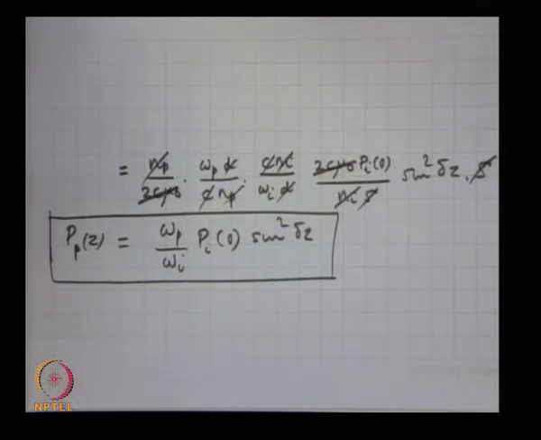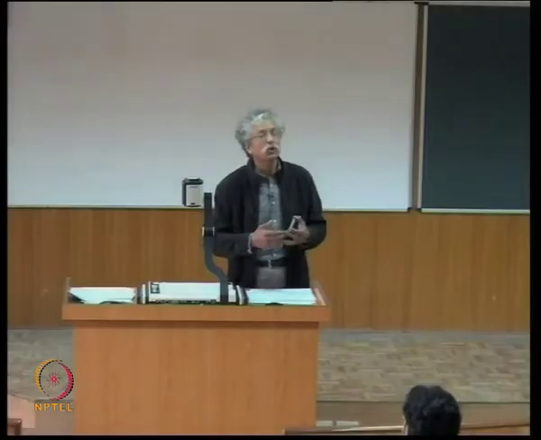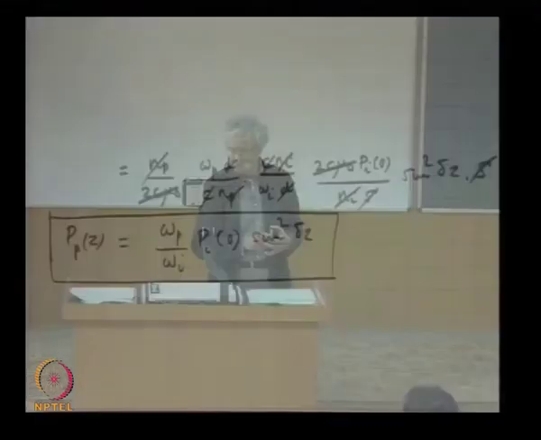Because PI of 0 is the input power at omega I frequency. PI of 0 by h cross omega I is the number of photons at omega I entering per unit time. If I can convert all that into the omega P frequency, the number of photons which will be coming out per unit time at omega P is PI of 0 by h cross omega I. And so the power at the pump, omega P, will be this multiplied by omega P, which is simply omega P by omega I into PI of 0 sine squared delta Z.